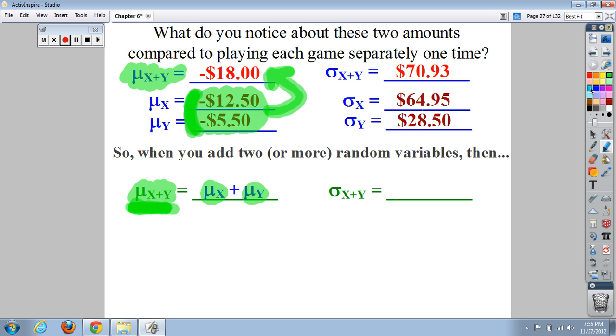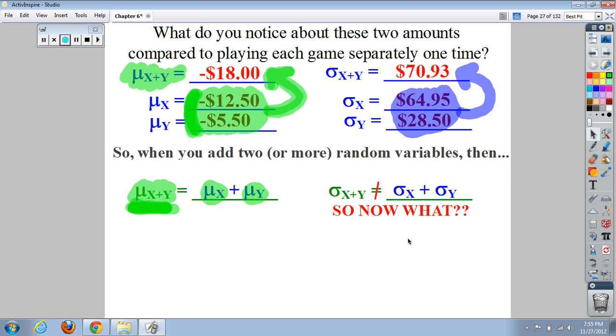Now, you might say, all right, Mr. G, got that? But take a look at this. Do these two standard deviations equal that guy? No, they do not. Because these two standard deviations add up to be, let's see, 4, carry my 1, 3, carry my 1, $93.45, which is not the same as $70.93.